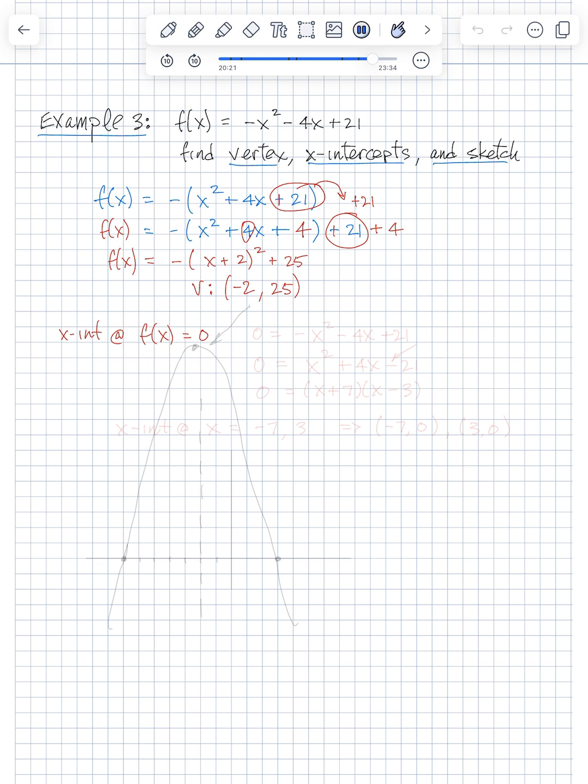And so 0 equals negative x squared minus 4x plus 21. That's our original equation. Now I'm going to divide everything by negative 1. 0 divided by negative 1 is 0. So this is going to be x squared plus 4x minus 21. And so the easiest way to do this is to factor it.